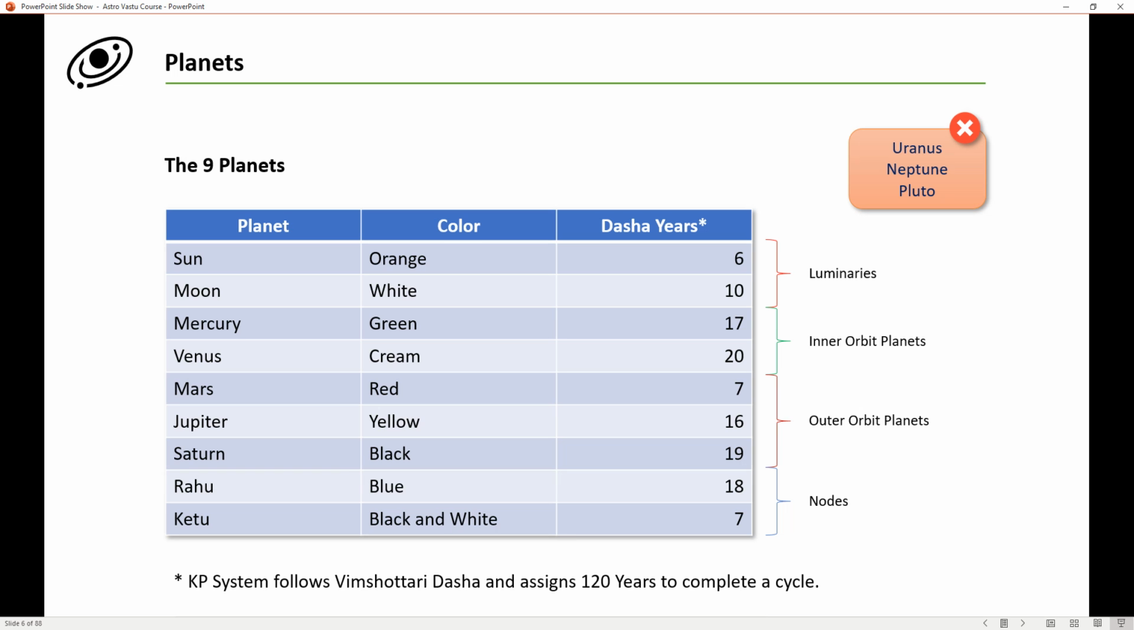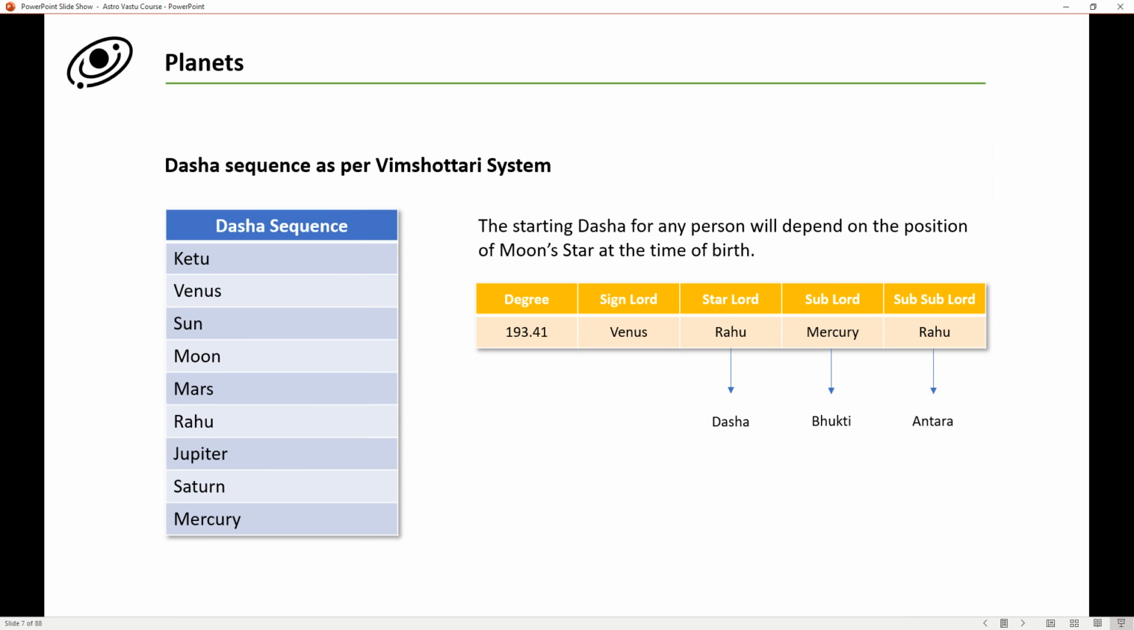Then we have 3 planets which are considered outer orbit planets, that is Mars, Jupiter and Saturn, because they come after planet Earth in the solar system. So these are considered outer orbit planets. And finally we have Rahu and Ketu, which do not have a physical presence. They are mathematical points. They are considered as nodes.